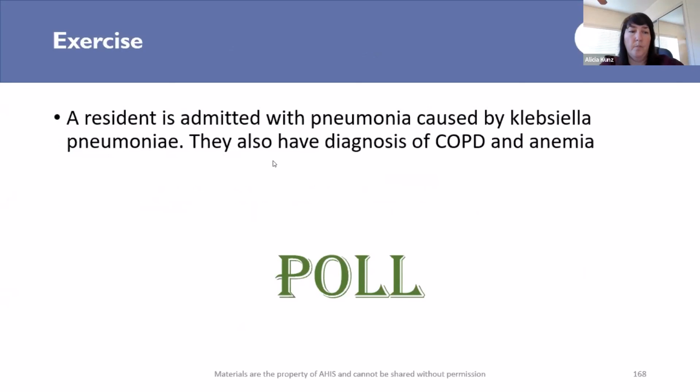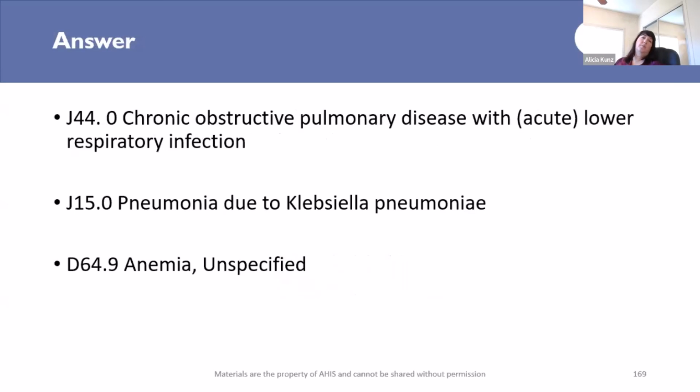So your principal should have been J44.0, chronic obstructive pulmonary disease with acute lower respiratory infection, followed by J15.0, pneumonia due to Klebsiella pneumoniae, and then D64.9 for unspecified anemia.